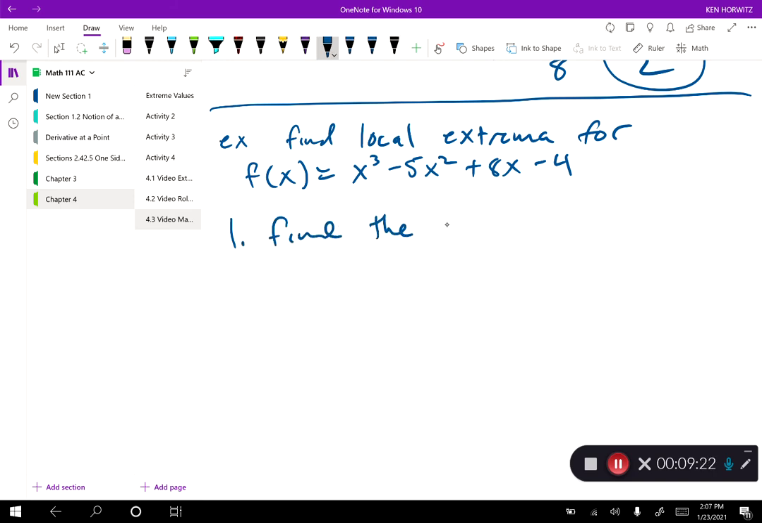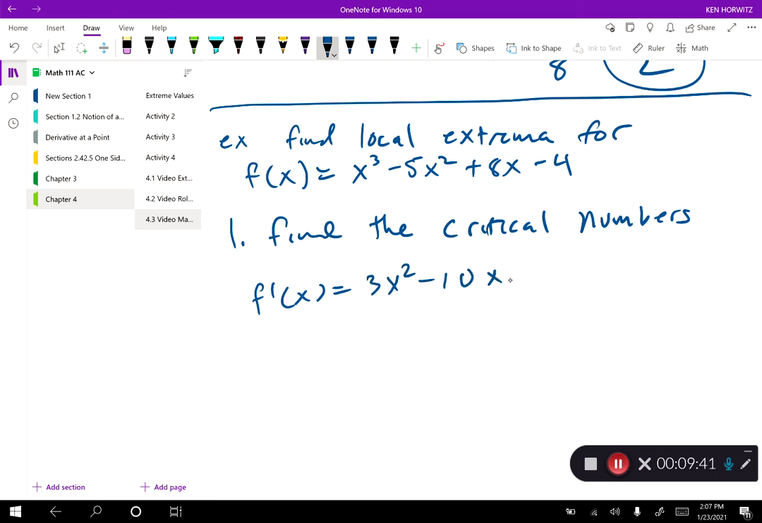Find the critical numbers. All right, and the way we find the critical numbers is we start with the derivative. So f prime of x equals 3x squared minus 10x plus 8. And again, that's a power rule. We set that equal to 0.